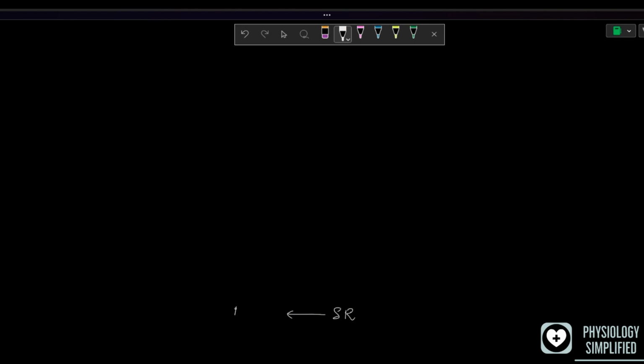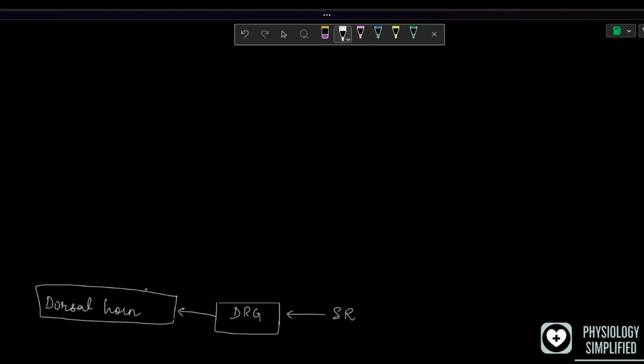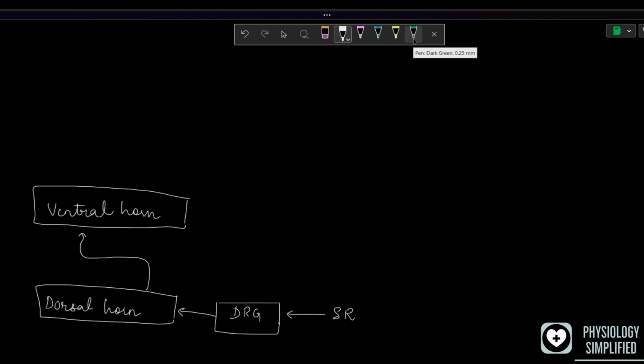So this starts with the skin receptors, which detect the nociceptive stimuli in your limbs. These reach the dorsal root ganglion, which has pseudo-unipolar neurons, and they will enter the spinal cord in the dorsal horn through the dorsal entry route. The information from the dorsal horn will travel ipsilaterally 1 to 2 segments up and then cross over to the opposite side of the spinal cord, entering the ventral horn.